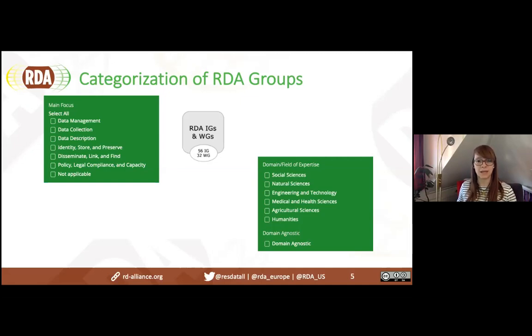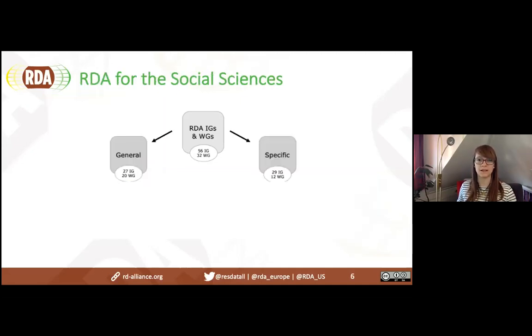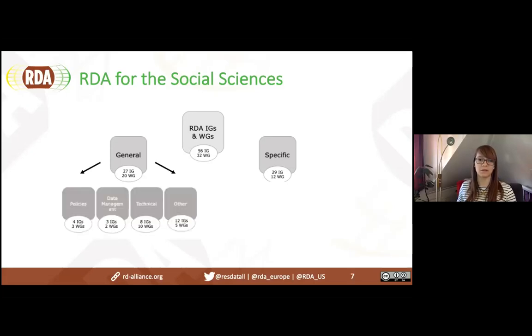But when I was doing my analysis, I started out with the interest groups and the working groups, and I categorized them in the way that I will show you now. My first step was to distinguish groups that are focused on general topics and groups that are focusing on specific topics. Within the general category, you can think of things like policies, data management, more technical aspects in terms of data, and anything else. So these were the categories that I applied to structure the groups and provide this overview.